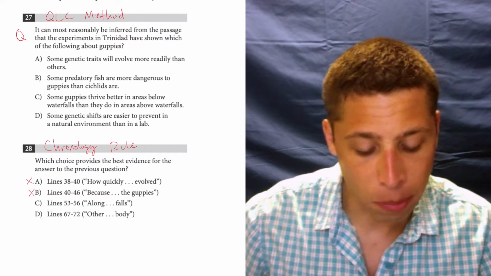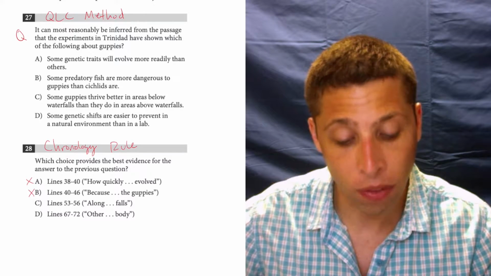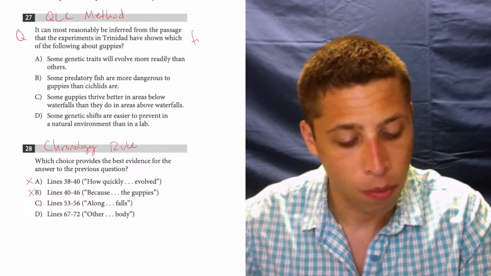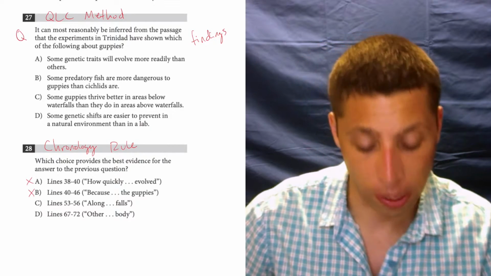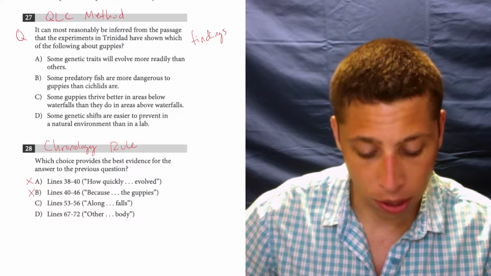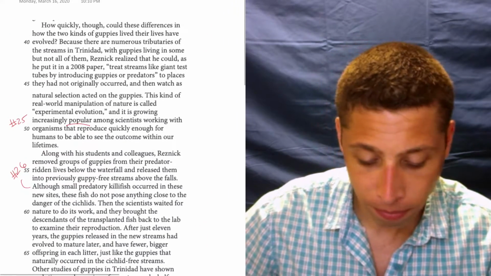It can most reasonably be inferred from the passage that the experiments in Trinidad have shown which of the following about guppies. So this is kind of like, what are the findings, right? Shown which of the following. What are the findings? So let's go to the lines, 38 to 40. I'm still going to read them, even though I don't think they're right. We're still going to read it.